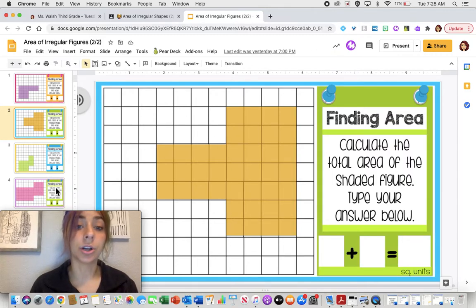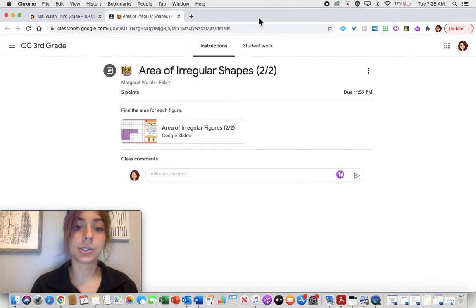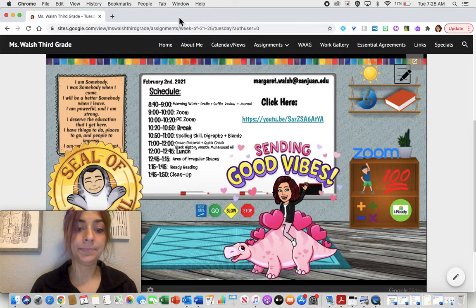You're going to go through, cut them into two shapes, and then add up those totals for your area. Then you're going to have 30 minutes of iReady reading and then clean up, and that's going to be it for your day. If you have any questions, please let me know.